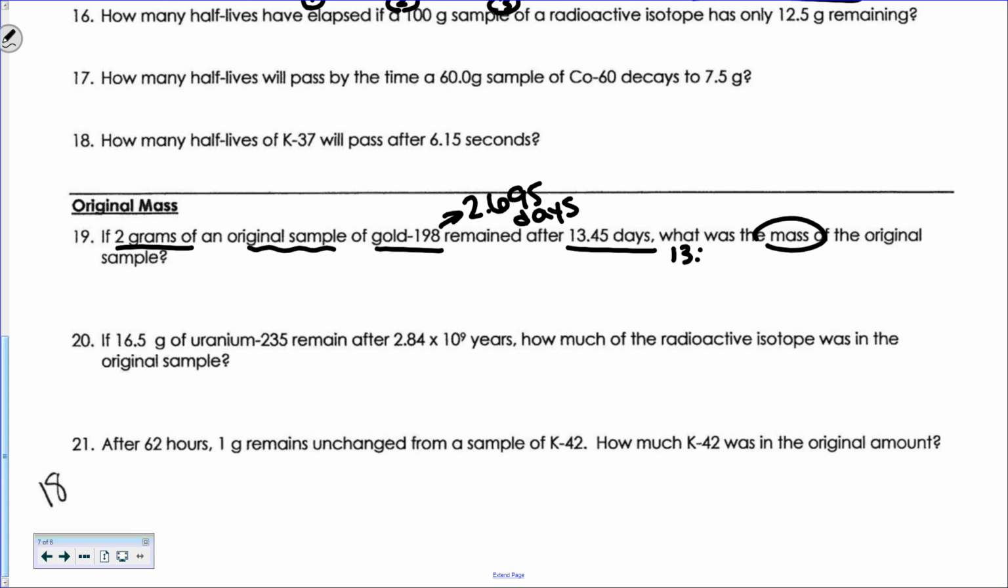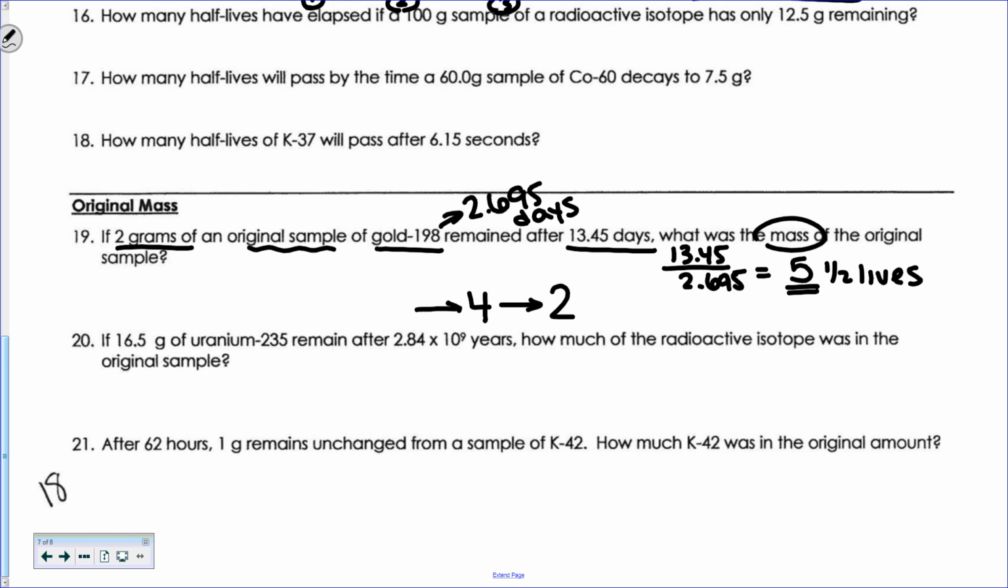13.45 divided by 2.695. That's going to give me 5. So this means I went through 5 half-lives during that time. And I have 2 grams left. I want the original. I've got to go backwards. So I'm going to start over here and draw my arrow just to be consistent, but I've got to go back. So what number cut in half is 2? Well, it's 4. Or I could just double it.